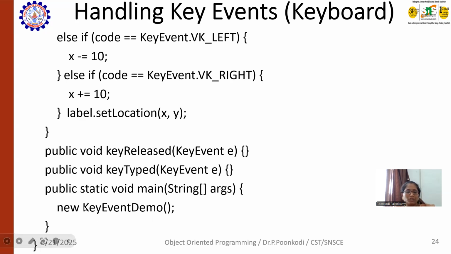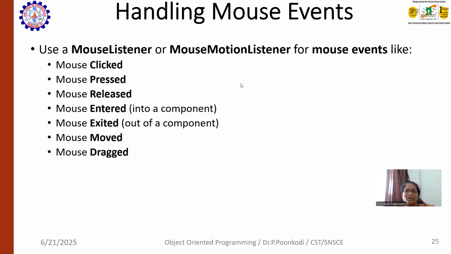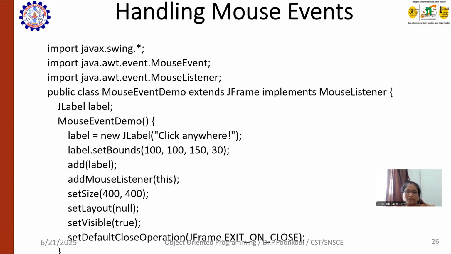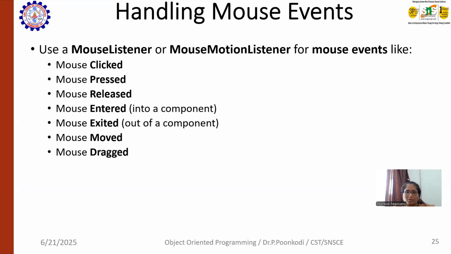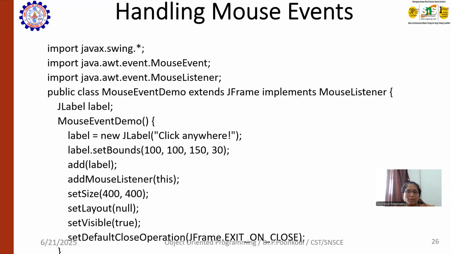Then in the main function, new KeyEventDemo. Through this we are calling it. Then handling the mouse events: the mouse listener or mouse motion listener for mouse events, like if we clicked, pressed, released, entered, exited, moved, or dragged. These are some of the mouse events available in application development. For that, this is the example.